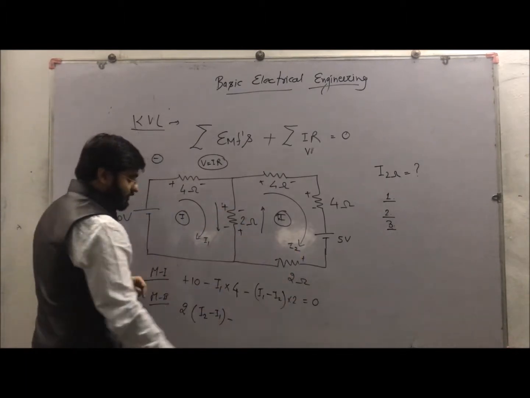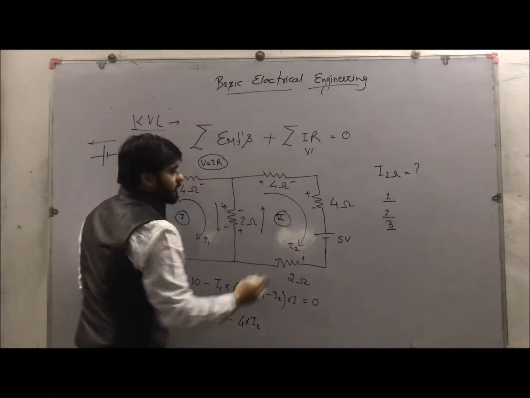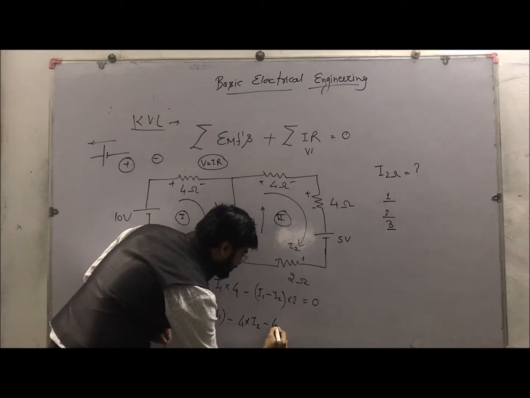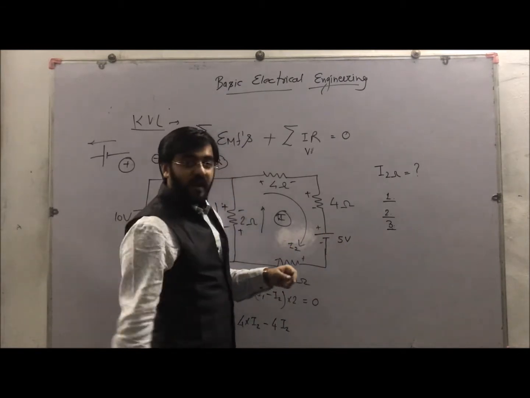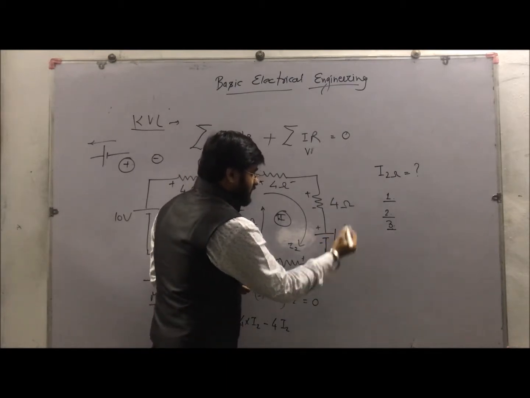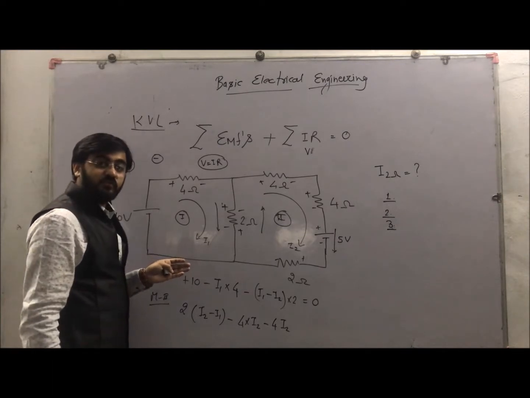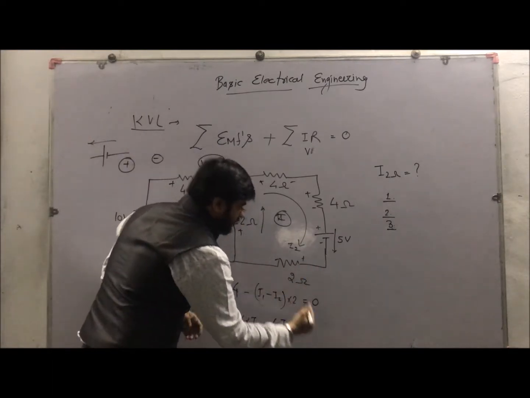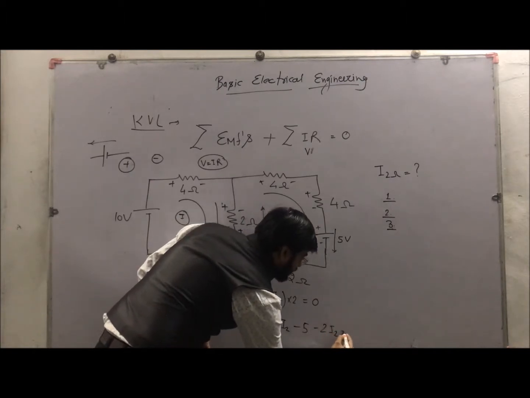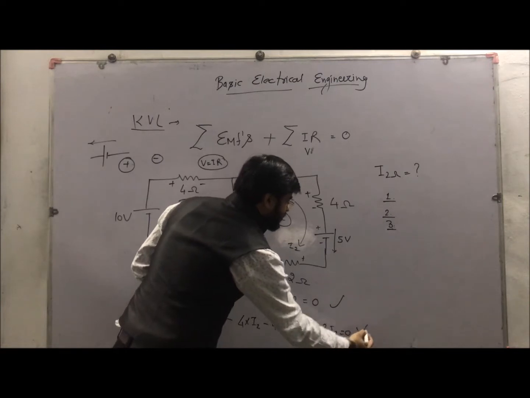because I2 is the reference, minus 4 into I2, coming to this, this is positive, this is negative, and the current direction is going like this. And what is this? This is voltage drop. So minus 5 volt, and from this minus 2 into I2 is equal to 0. Now we have equation 1 and equation 2.